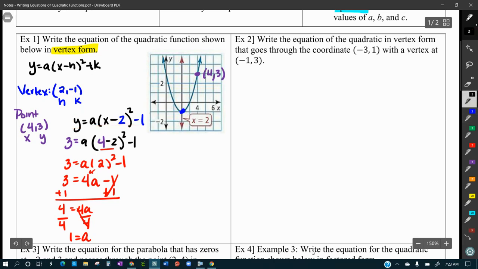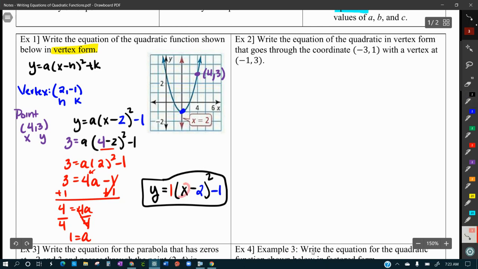So the final equation for this quadratic function is y equals an a value of 1, parenthesis, x minus the h, which is 2, squared, plus k, which is -1. So this is the final equation for my parabola in the graph below. With equations, they always have an x and a y. We only plugged them in here to help us solve for a.